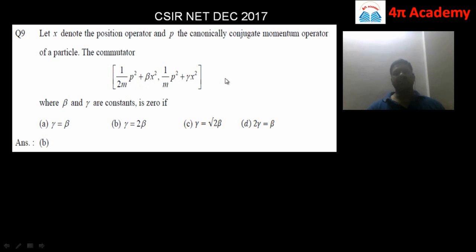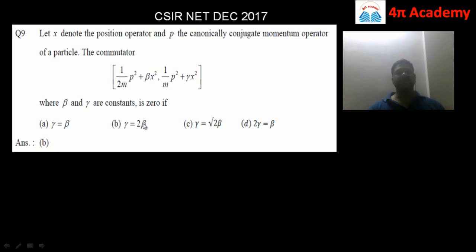and in order that this commutation relation should be 0, you have to find out what is the relation between beta and gamma. This is a very easy problem based on commutator algebra, and now you can pause this video, write down this problem and try to solve it on your own. I will give you the answer: the correct answer is B, that is gamma is equal to 2 times beta. This should be the relation between gamma and beta so that this commutation relation is equal to 0.